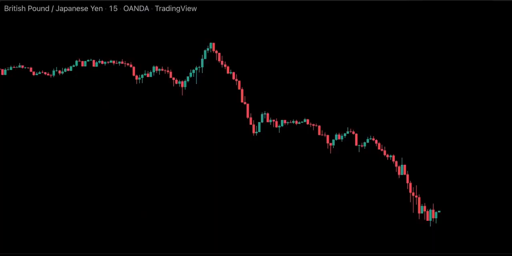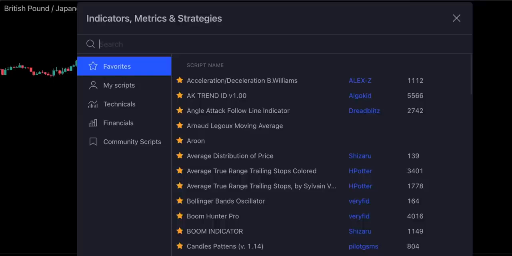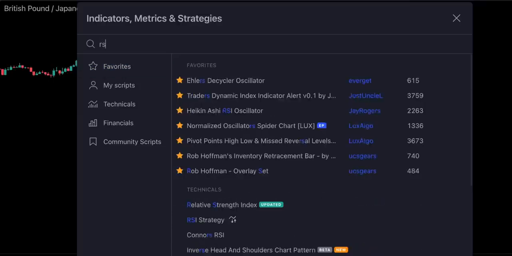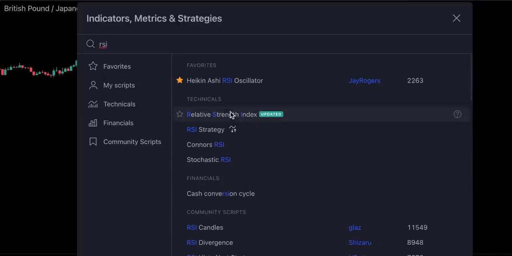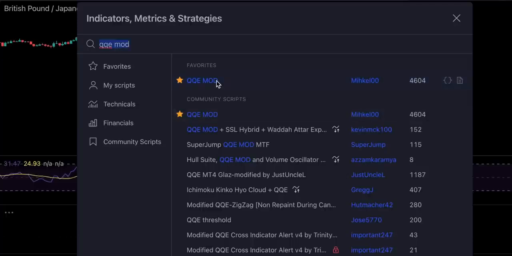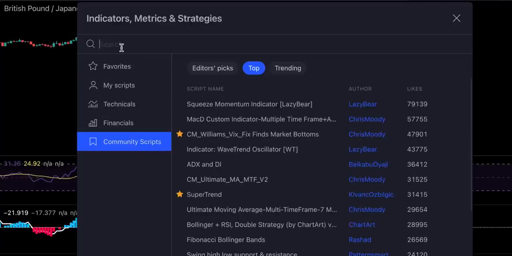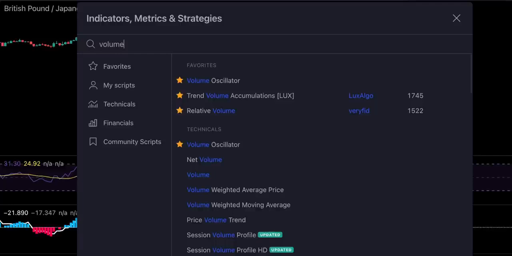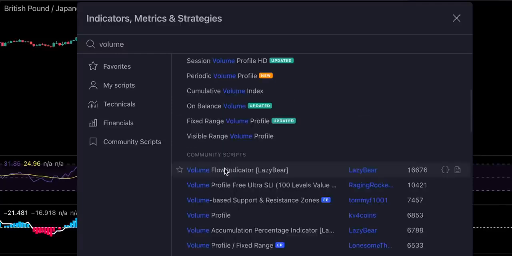Okay, for this strategy we're going to use pound yen 15-minute chart, and now let's go ahead and add our indicators. So for the first indicator we will search for RSI, Relative Strength Index. For the second indicator we will use QQE mod. And now we need to select this community script and type in volume. And we will pick this volume flow indicator by Lazy Bear.